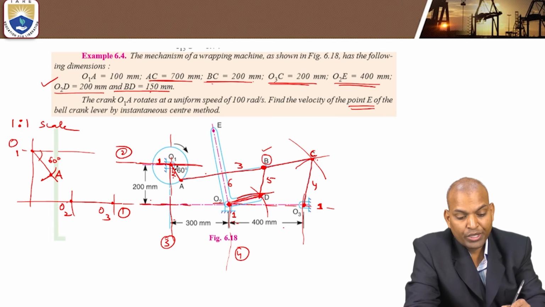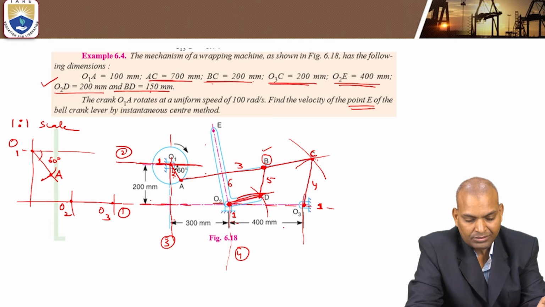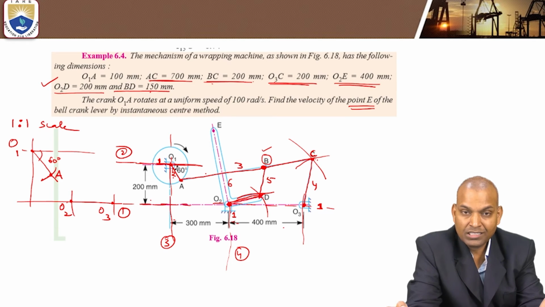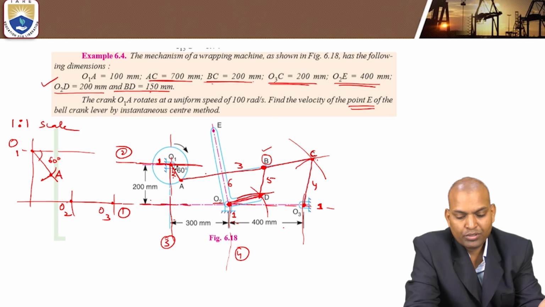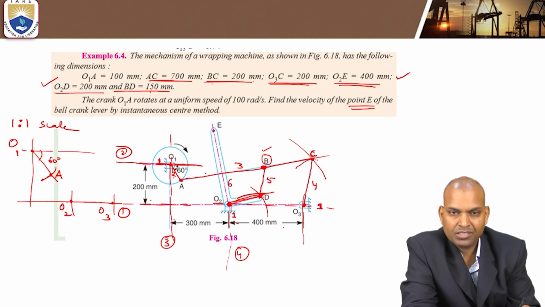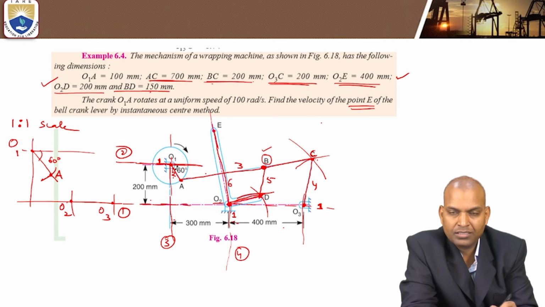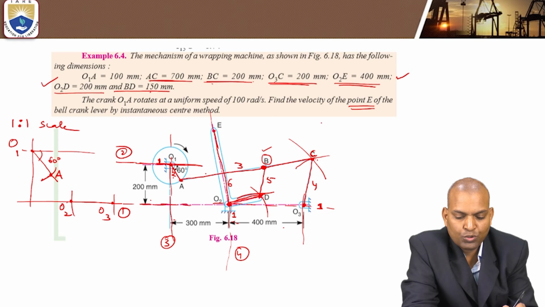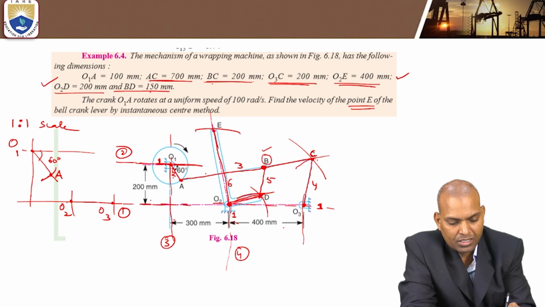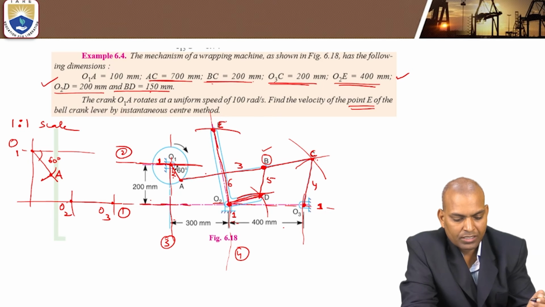Now O2E is at 90 degrees to O2D. The length of O2E is 400 millimeters. Draw a perpendicular line to O2D, mark a length of 400 millimeters, and locate point E.